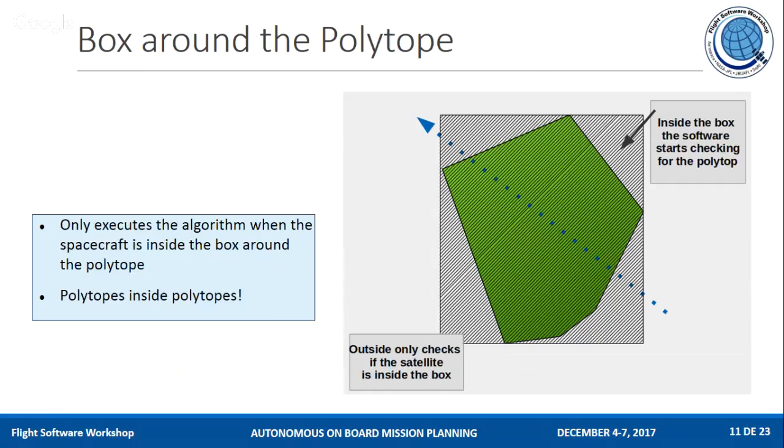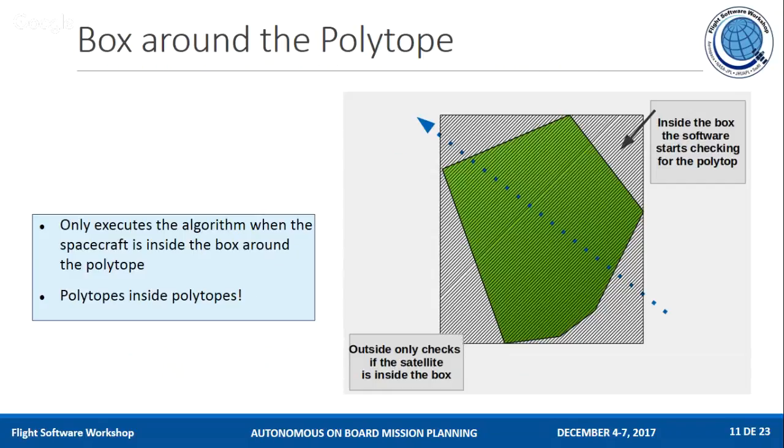Next, please. The box. This is not a box around it. The polytop is a square, and the polytop, that's a mistake. Sorry for that. And this is just an optimization for the algorithm, to avoid executing the process to check if the point is inside or not the polytop, it will use the minimum and maximum latitude and longitude values of the polytop. So when the sub point is inside that area, the software will start processing the algorithm.